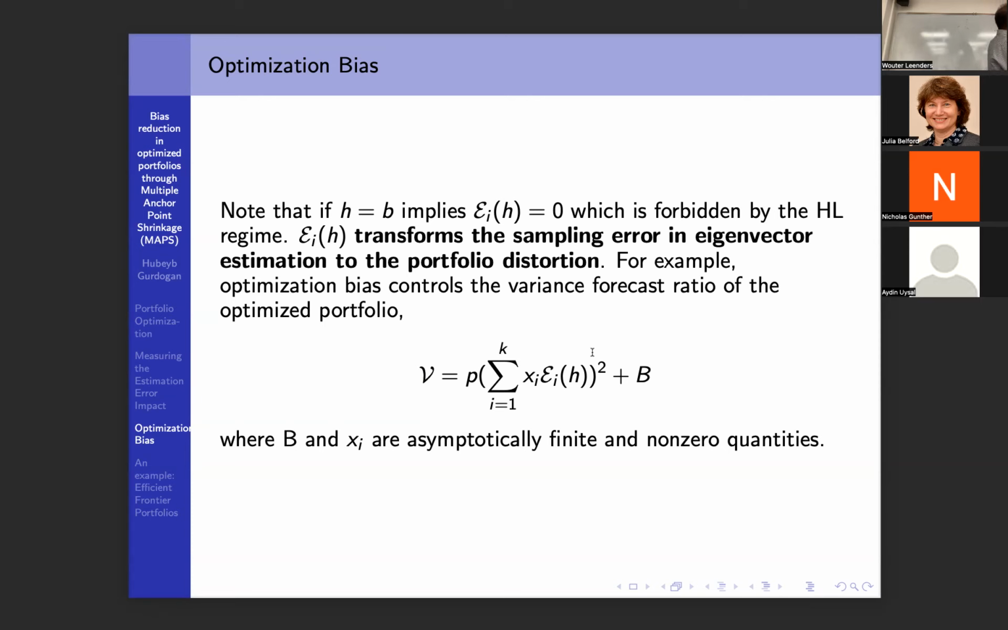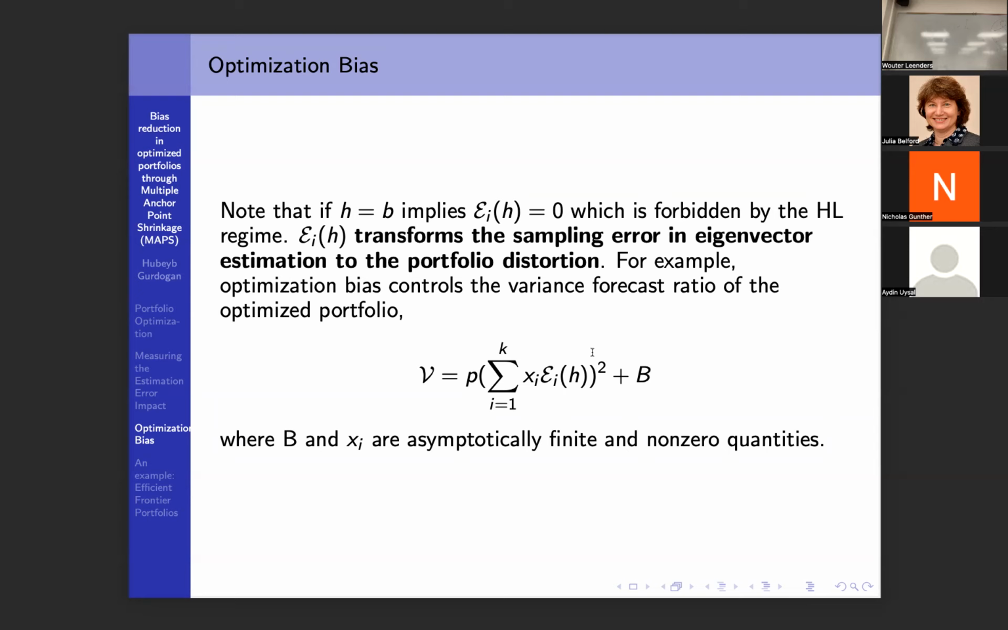And so that means if B were consistently estimated, then the optimization bias terms would vanish at once. But that is forbidden by the HL regime. So we have low sample, so our sample estimator is not going to get the B ever. So we don't have a consistent estimator because of the HL regime.